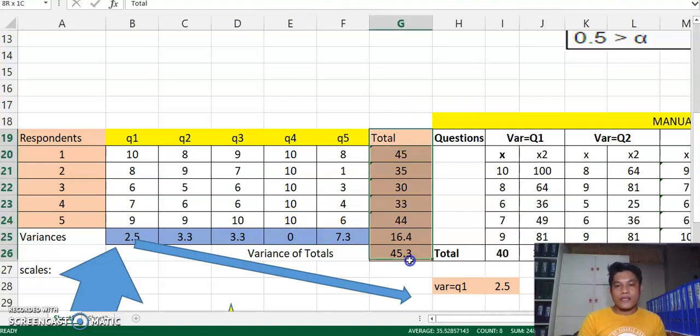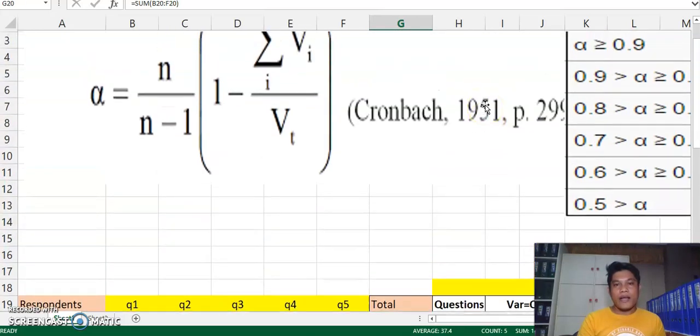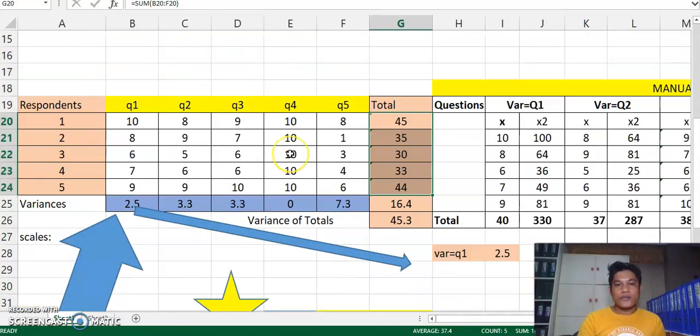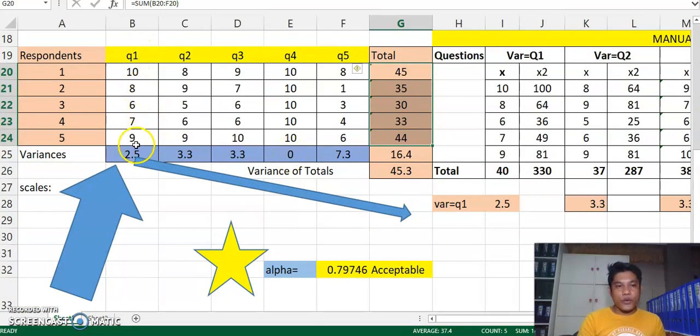Now, what is important here is to also get the total of the responses. For example, respondent number 1, the responses are 10, 8, 9, 10, and 8. To get the total, you just add them. By shortcut, equals sum, then highlight the data from Q1 to Q5. Then you repeat that for all other respondents, so you have the total here. Now, since in the Cronbach formula there must be the variance of the total, after getting the variance of Q1 until Q5, you also have to get the variance of the total. And the variance of the total is simply here: you make equals var.s of the total.